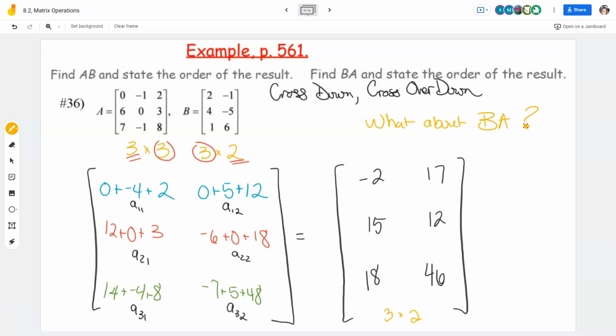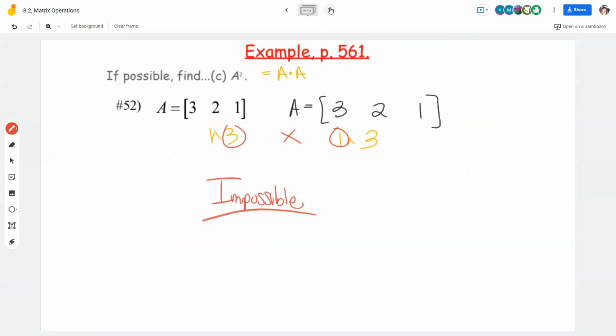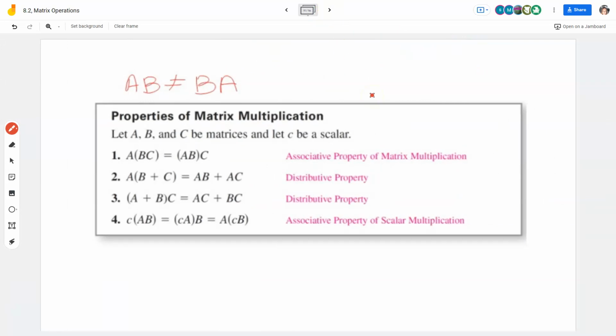Coming back. But what would happen if I try to do B times A? I would have a 3 by 2 by a what? Is this good or bad? Because remember, we look at the insides and we say yes or no, and here it's a no. So will AB be BA? No. Even if BA is possible, they are almost never going to be the same. But there is one exception.